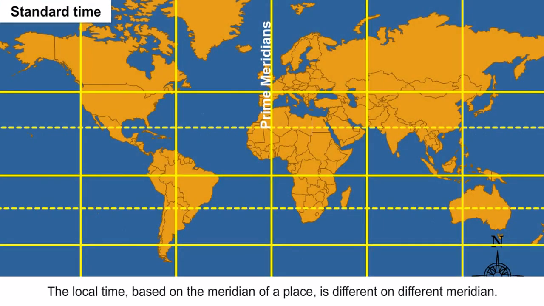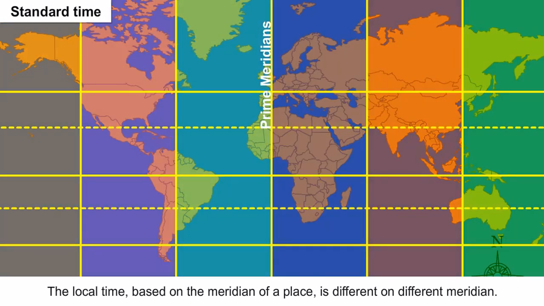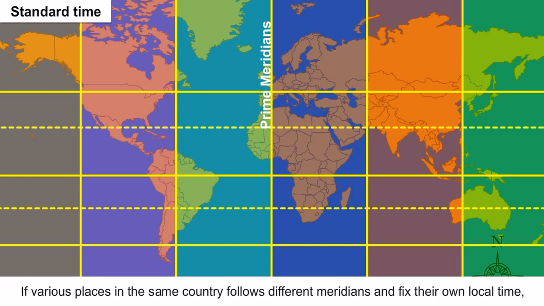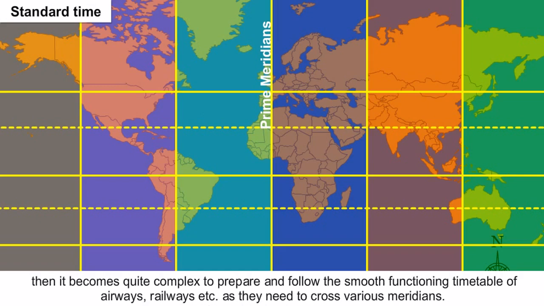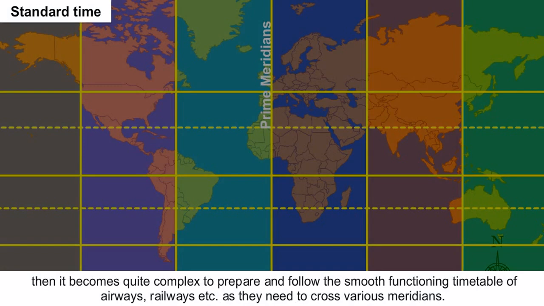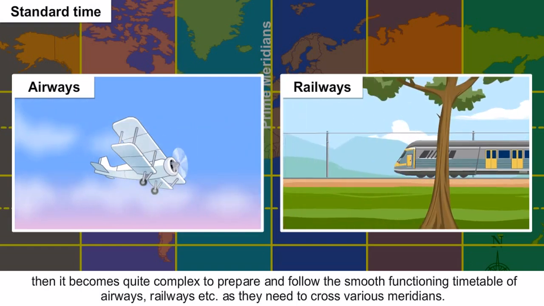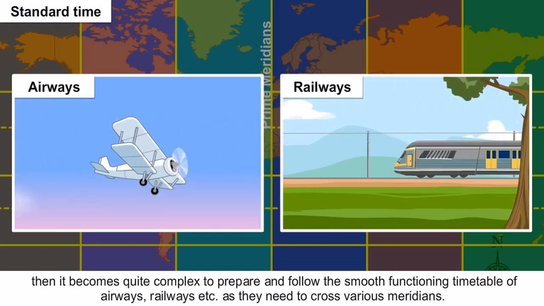Standard time. The local time based on the meridian of a place is different on different meridians. If various places in the same country follow different meridians and fix their own local time, then it becomes quite complex to prepare and follow the smooth functioning timetable of airways, railways, etc., as they need to cross various meridians.